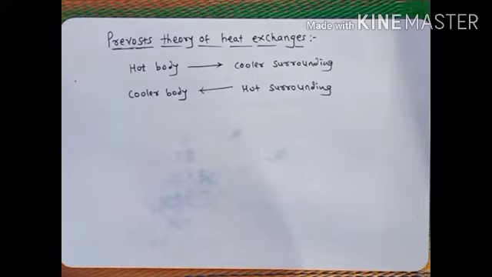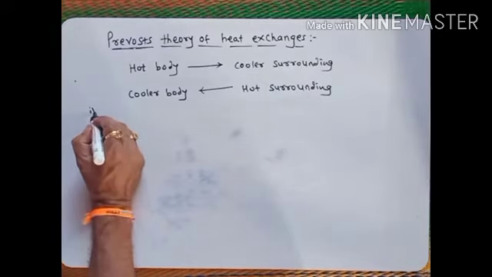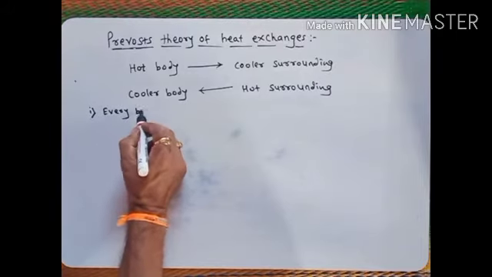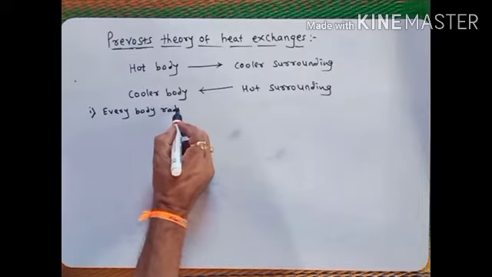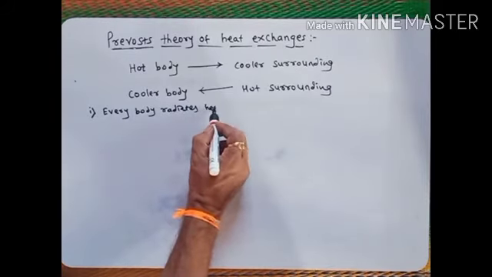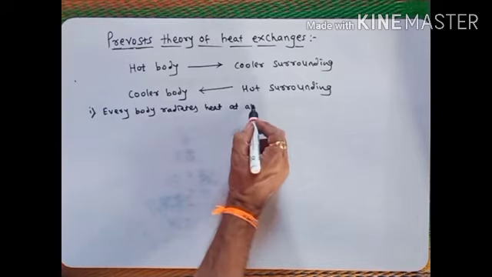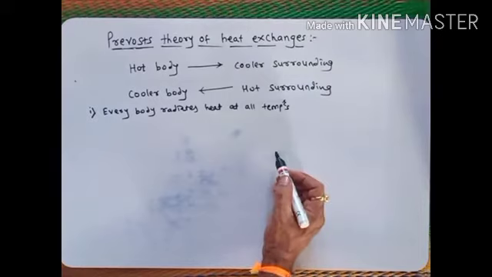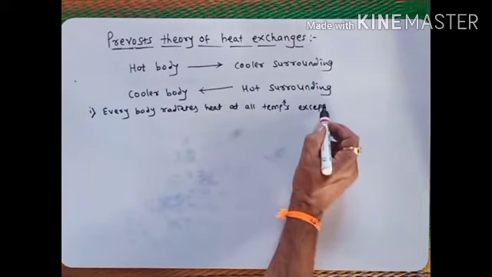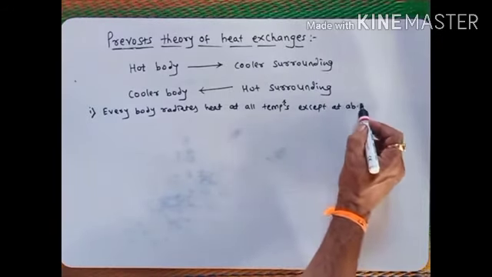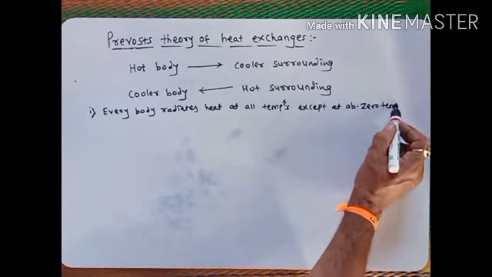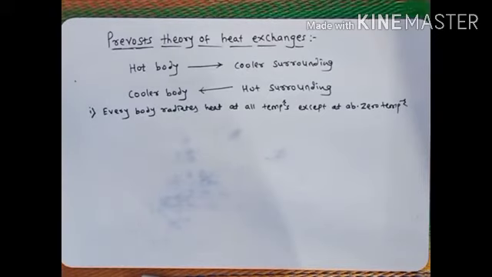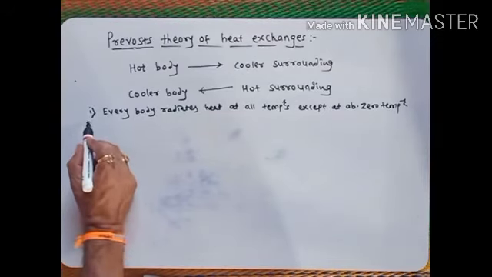Now according to Prevost's theory, first, every body radiates heat at all temperatures except at absolute zero temperature. This is the first point. Every body radiates heat at all temperatures except at absolute zero temperature.